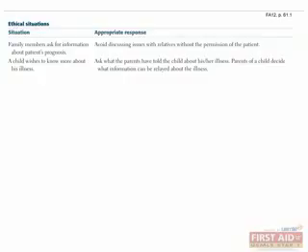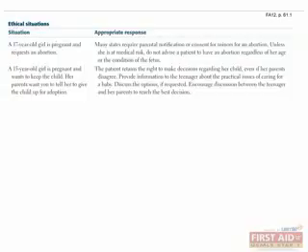Similarly, if a child wishes to know more about his illness, the appropriate response is to ask the parents what they have told the child about the illness, because the parents of a child decide what information can be relayed. Pregnancy is another high-yield ethical situation to review.